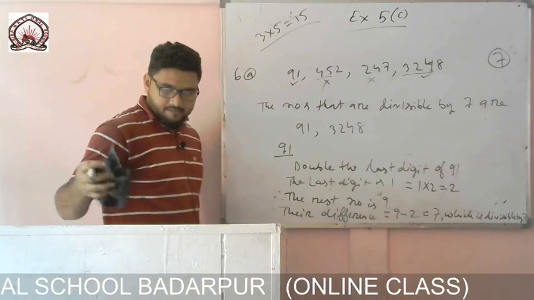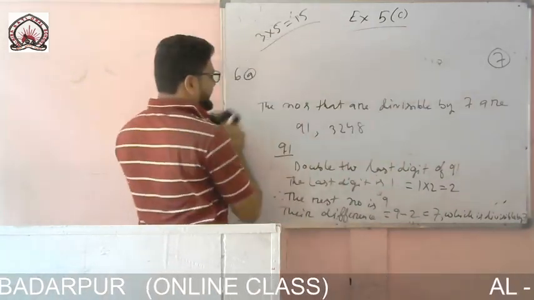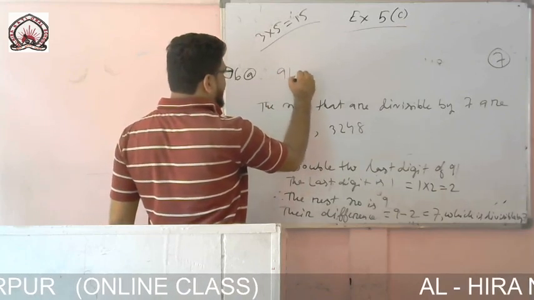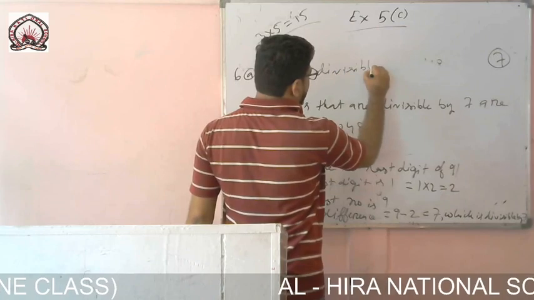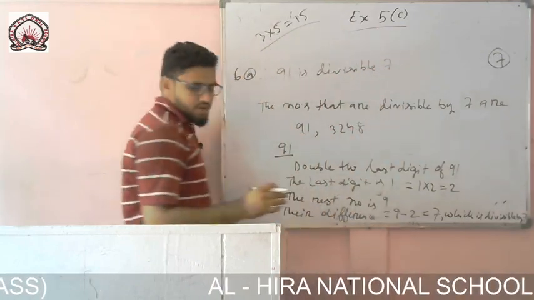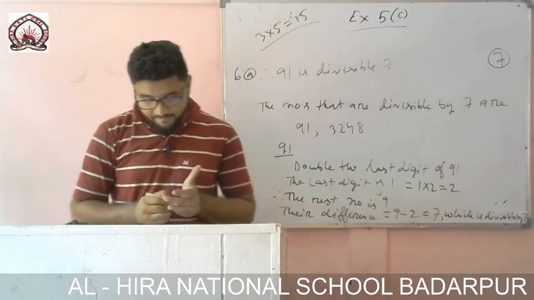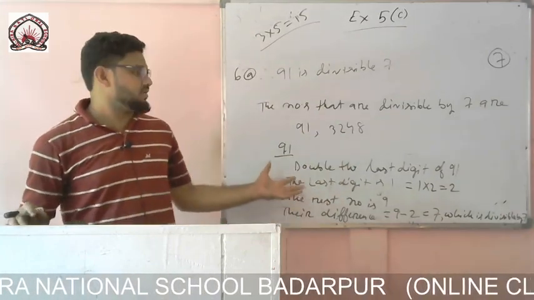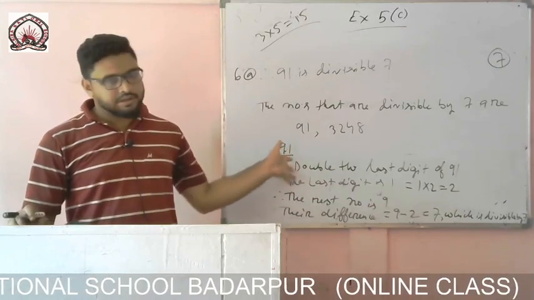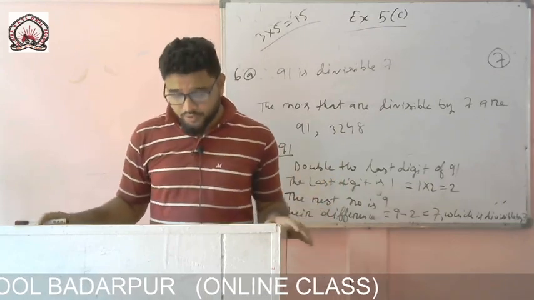Therefore 91 is divisible by 7. Okay, so the rest you practice, all are the same. These are the same process. Just do it and you will find the answer. So one I have solved for you.